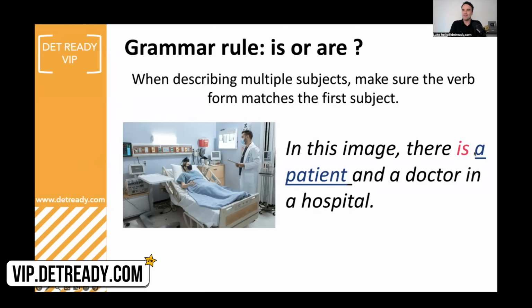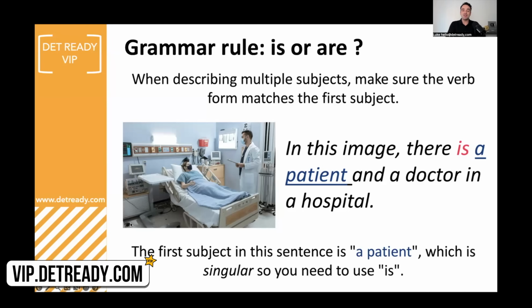It's like one. There is one patient, a patient. So this is the rule. When describing multiple subjects, make sure the verb form matches with the first subject. The first subject in this sentence is a patient, which is singular, so you need to use is.